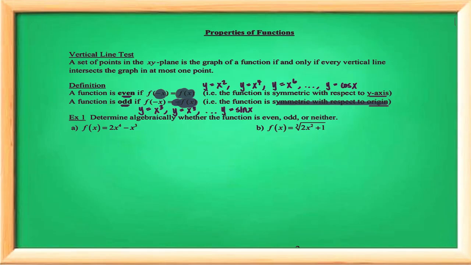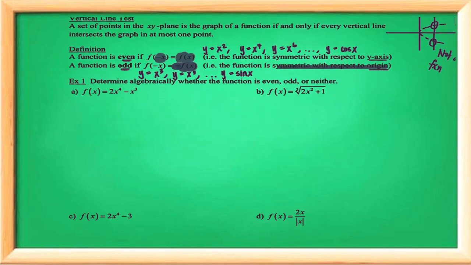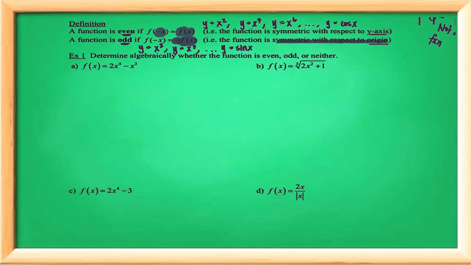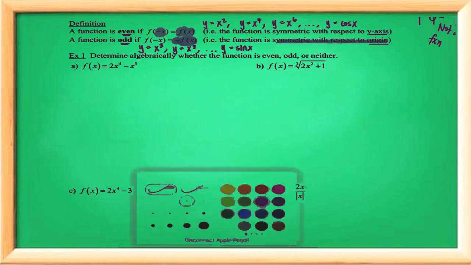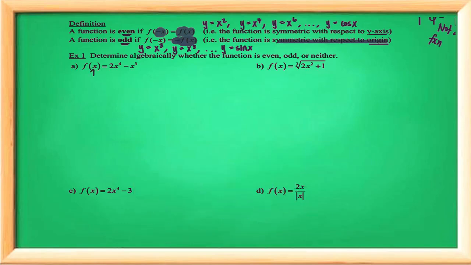Notice we don't talk about symmetry with respect to the x-axis, because if a graph is symmetric with respect to the x-axis, it's not a function. It would fail the vertical line test, right? Here's our x-axis. Say you have symmetry with respect to the x-axis, then it's not a function. So that's why these are the only two options. Right now, we're only dealing with functions. Okay, so without the graph right now, we're going to determine algebraically whether the function is even, odd, or neither.